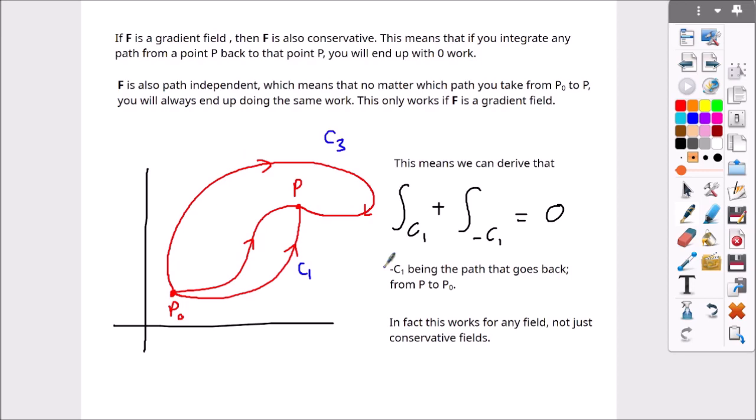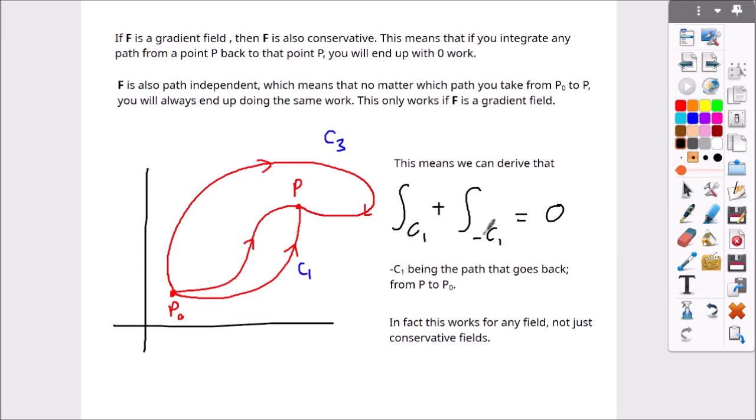You are assigned a value everywhere you are at. And if you go to p and then come back to that value, you'll have the same value. So if you have the same value, there's no change, and you've done 0 work. Anyways, f is also path independent. Basically, what I just described, you can take any path to p, and then you will get the same work.